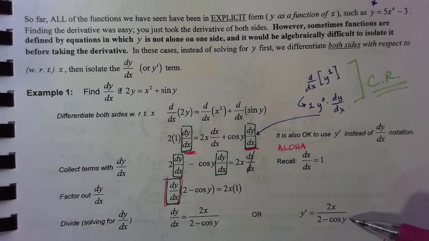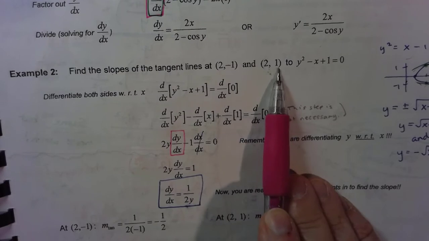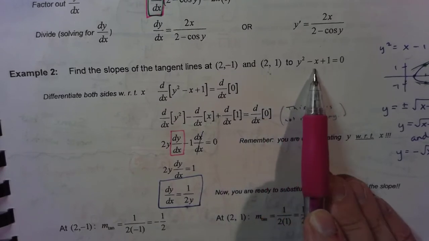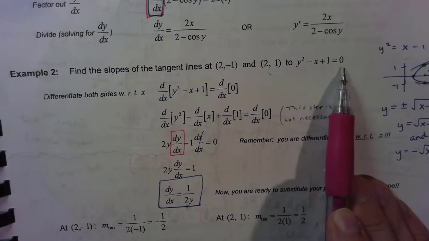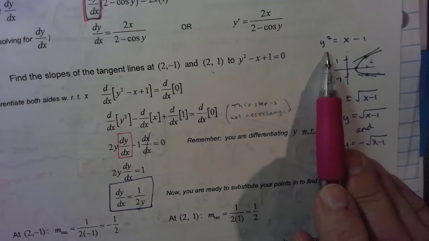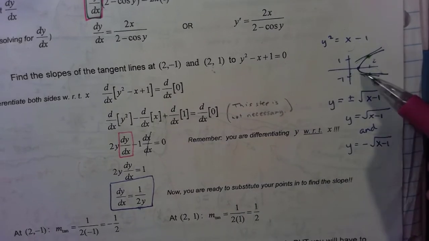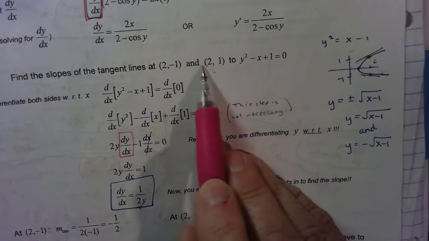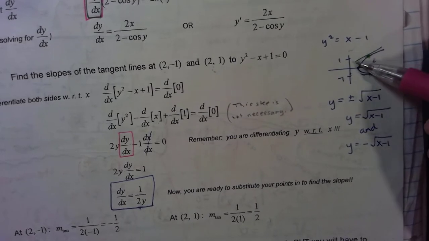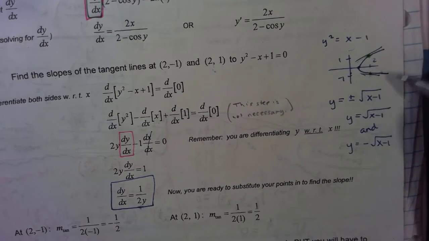Find the slopes of the tangent lines at (2, -1) and (2, 1) to y squared minus x plus 1 equals 0. Now, a little algebra will show you that you are really looking at the parabola y squared equals x minus 1. That's going to look like this. You can see that when x is 2, I have 2 lines that could be tangent, one above and one below. And you can see they're going to have different slopes. So that's what's going on.